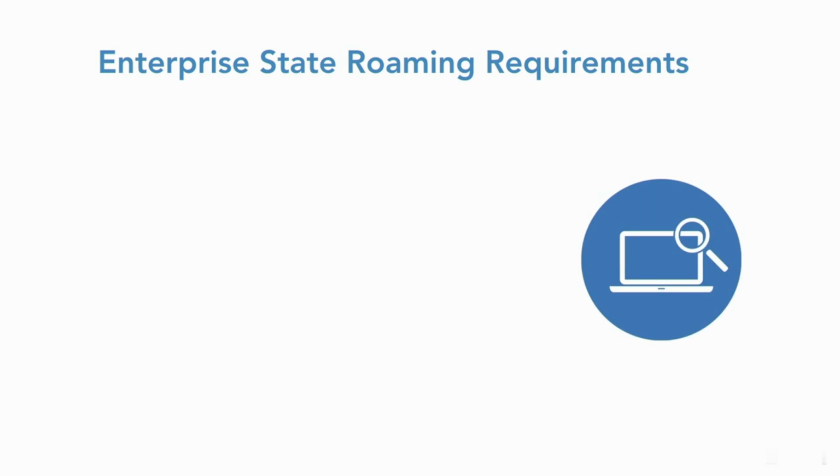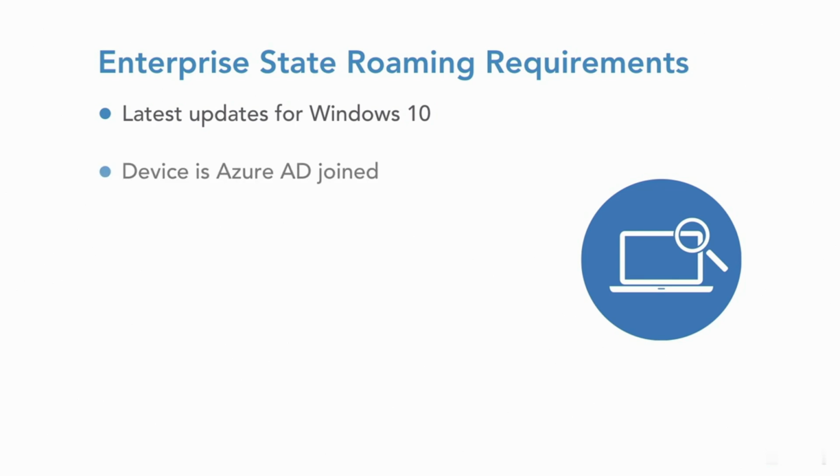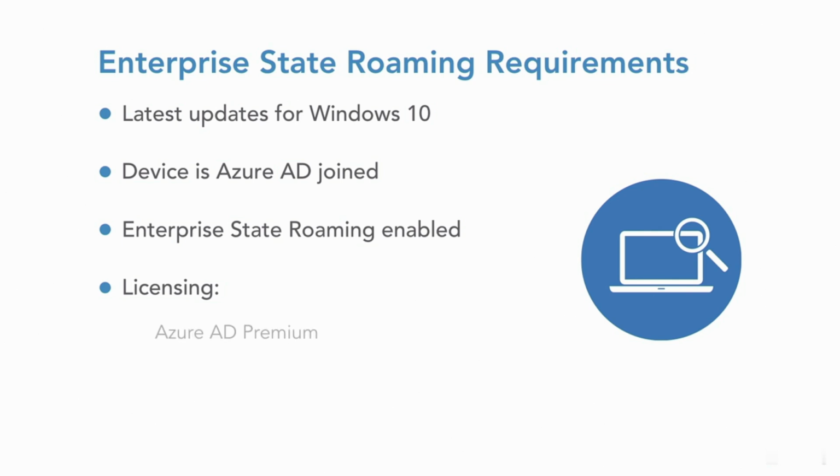The first thing you need to do when troubleshooting Enterprise State Roaming is check your configuration. This includes ensuring that Windows 10 has the latest updates installed. Check that the device which is having issues is Azure AD joined. And as we've just seen, you'll need to ensure that you've enabled Enterprise State Roaming in the Azure AD Admin Center. You must also ensure that the user has been assigned an Azure Active Directory Premium license or an Enterprise Mobility and Security, or EMS, license.